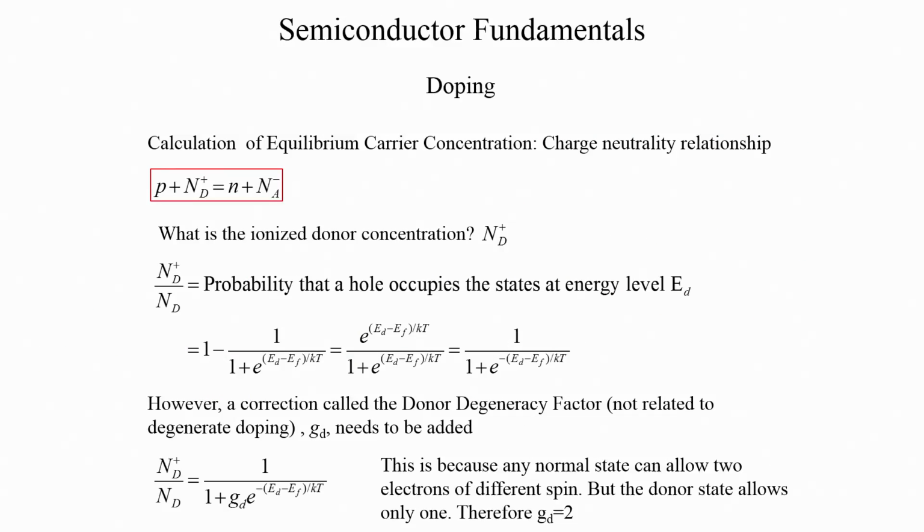So, that is the temperature dependence of doping. Now, what we want to do is make a more careful count of the number of ionized donors and a more exact count of the electron and hole population. And in order to do that, we will start with the charge neutrality relation.